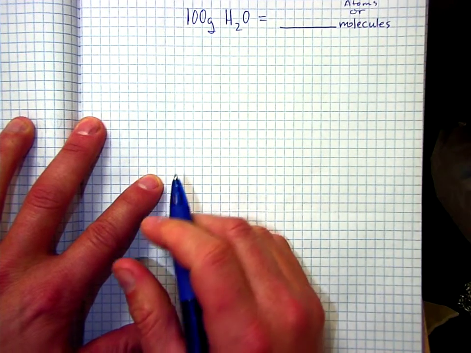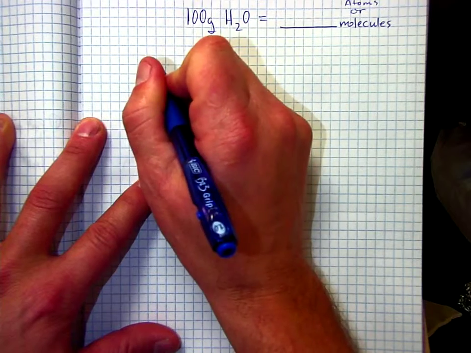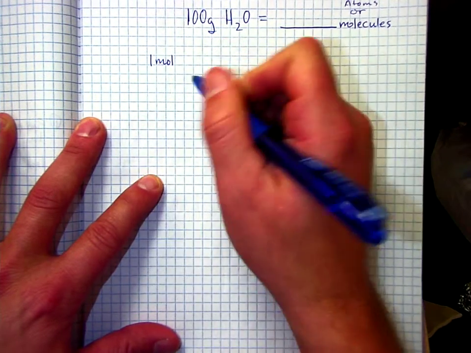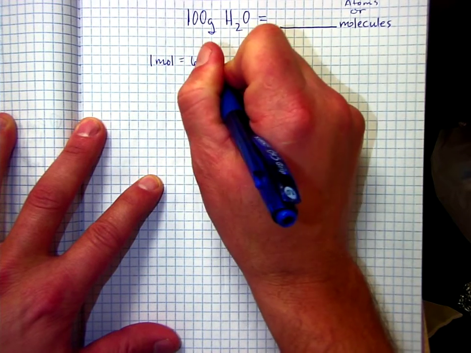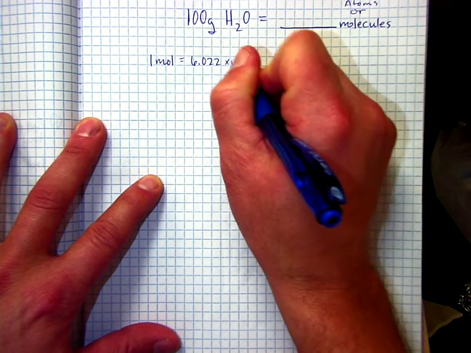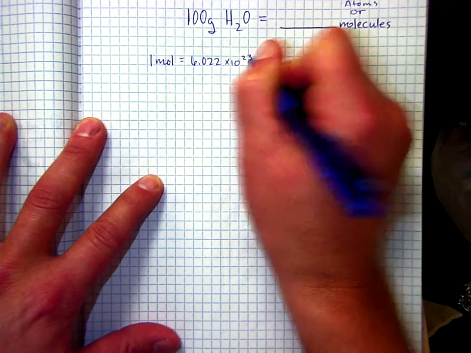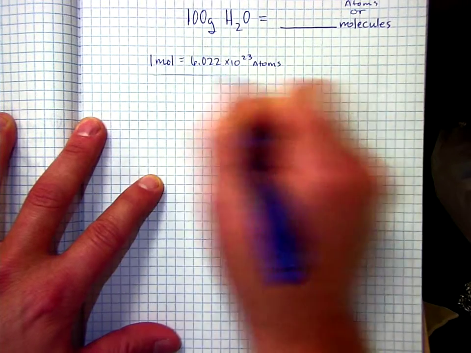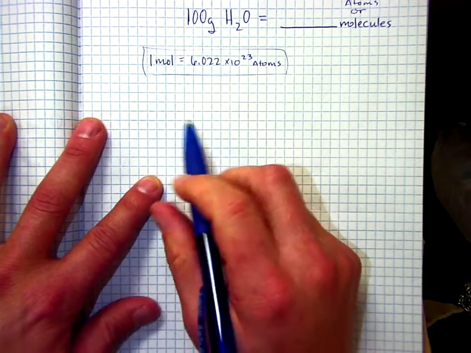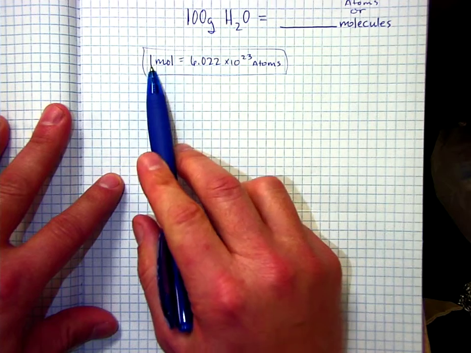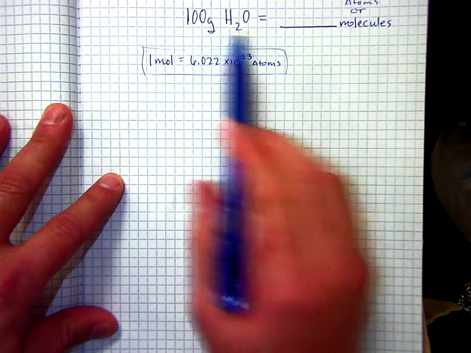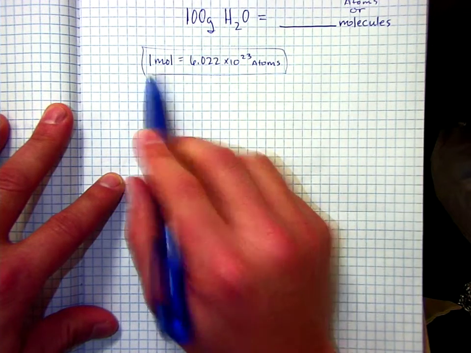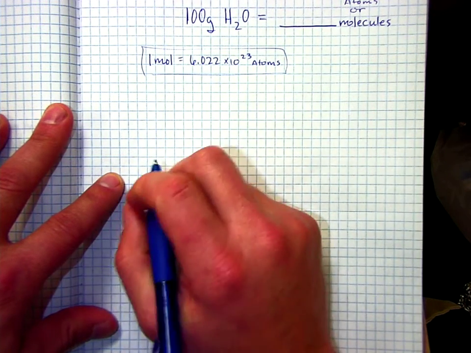And in your lectures that you've probably been paying attention in, you've seen that 1 mole of anything has 6.022 times 10 to the 23rd atoms or molecules. That's a known, okay? It's very important that we know that. So that's Avogadro's number. 1 mole of anything, H2O, CO2, whatever, has that many atoms.